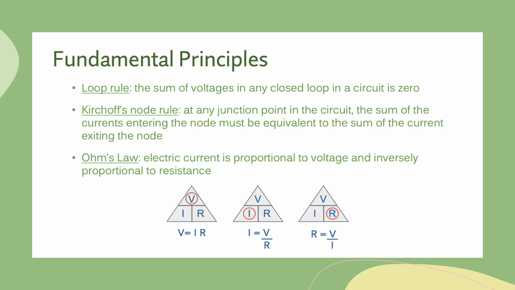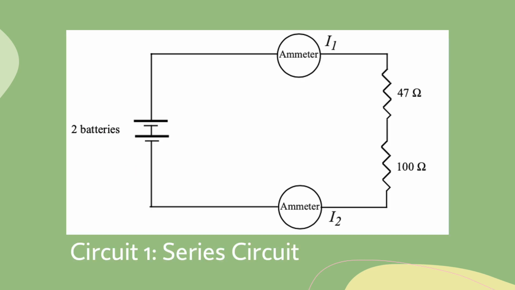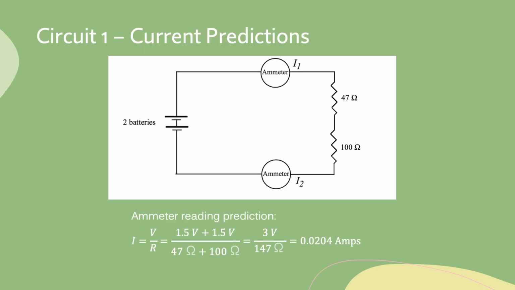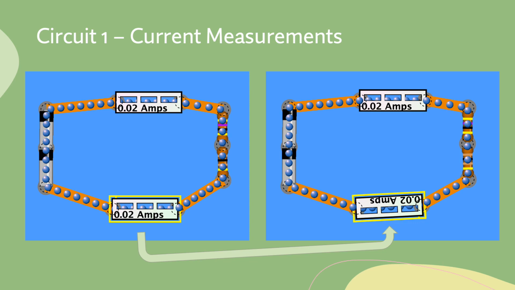Now onto the first circuit modeled, which consisted of two 1.5 volt batteries, two resistors, one 45 ohms and one 100 ohms, and two ammeters. I used Ohm's law to predict that the readings of both ammeters should be about 0.0204 amps, calculated by dividing the total voltage in the circuit, 3 volts from the two batteries, by 147 ohms from the two resistors. I then constructed the circuit using the simulator.